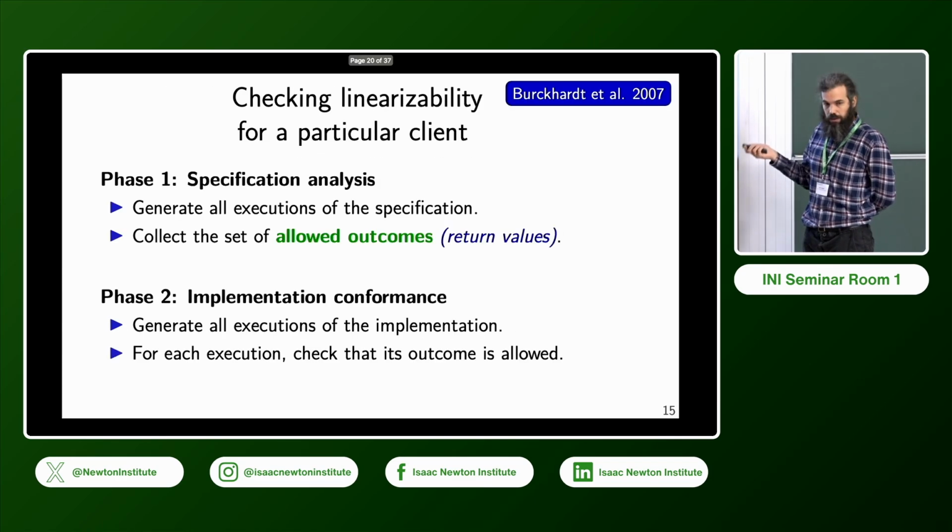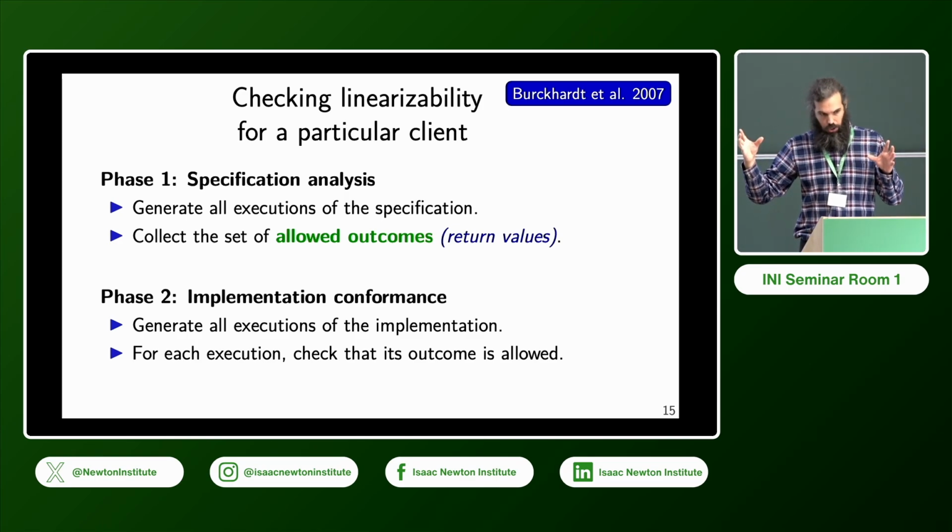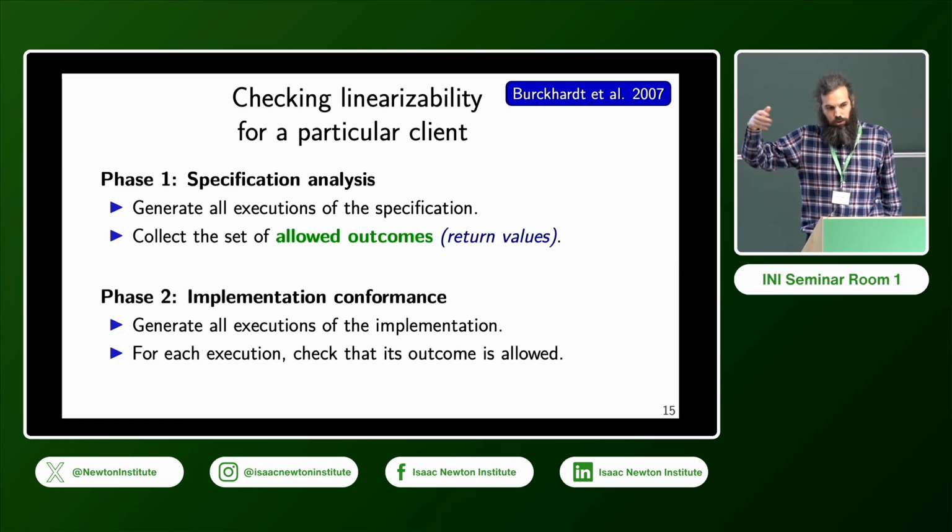So how can we check the linearizability of a particular client of a data structure? You can do it in two phases. First, you analyze the client applied to the specification, so to the atomic implementation. And you sort of model check that program and record the set of valid outcomes, so the set of possible return results of the methods. You store all of that set somewhere in memory.